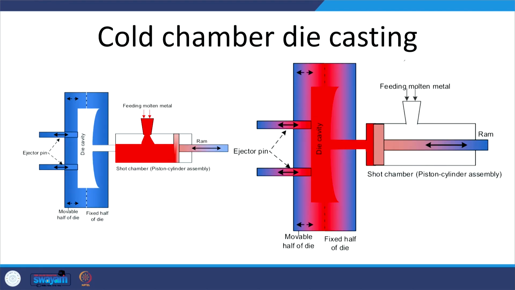In cold chamber die casting, what we do is, there is a shot chamber. In the shot chamber, molten metal is fed from the ladle into the shot chamber.